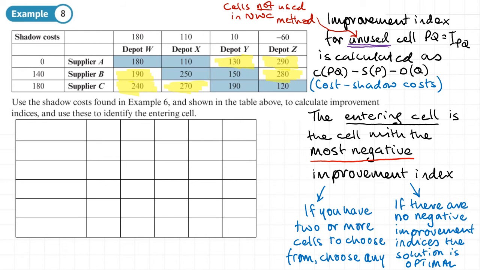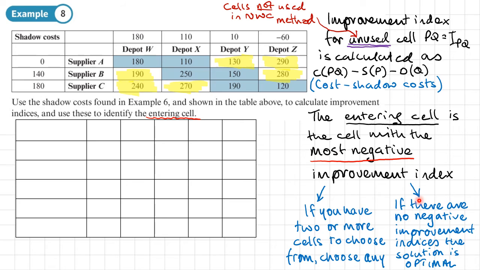So the next thing we're going to talk about is what this entering cell means, and later on we're talking about the exiting cell. Anyway, the entering cell is the cell with the most negative improvement index. Once we've worked out the improvement index, the cell that has the most negative value we call the entering cell. Now, if we have 2 or more cells to choose from, we can choose any of them. So if we have 2 cells that are both the most negative, we can choose either one. Doesn't really matter. And if there are no negative improvement indices, it means that we found an optimal solution.